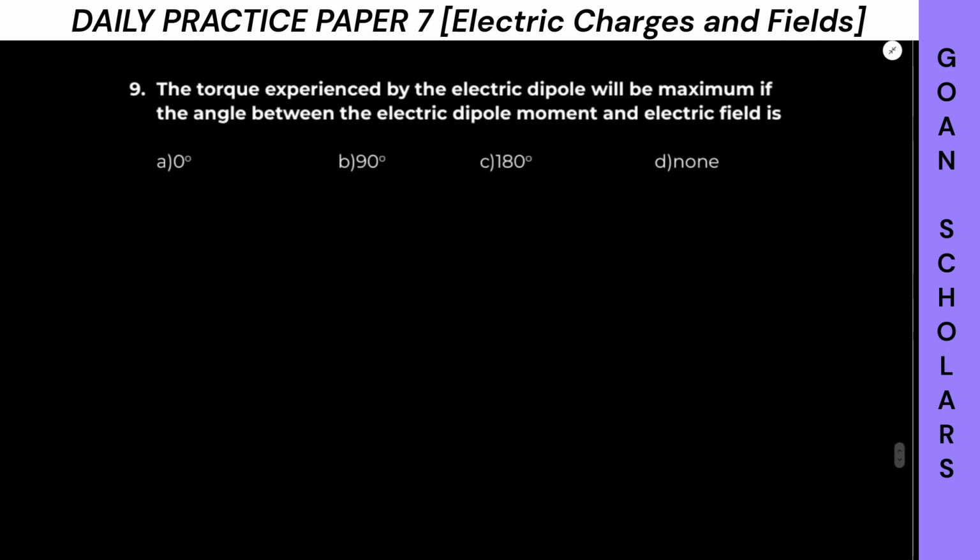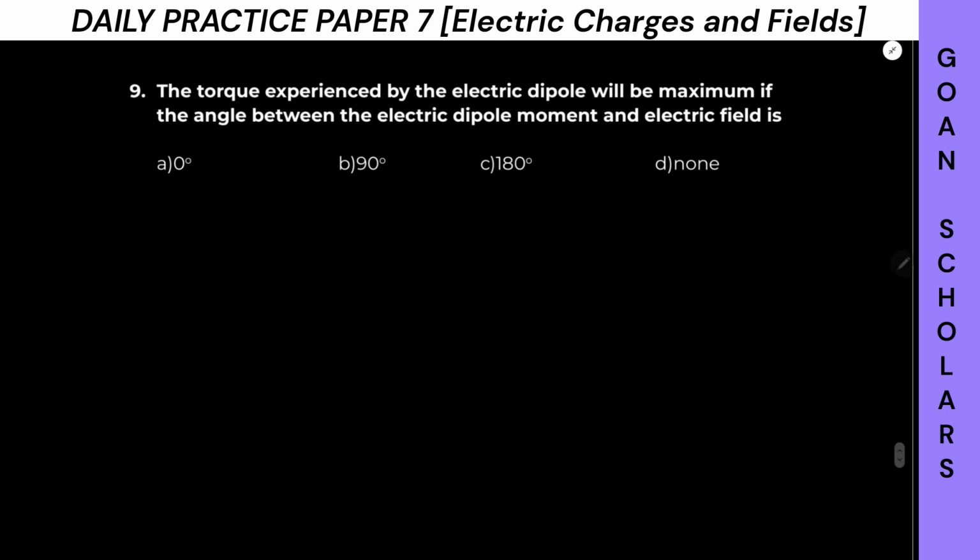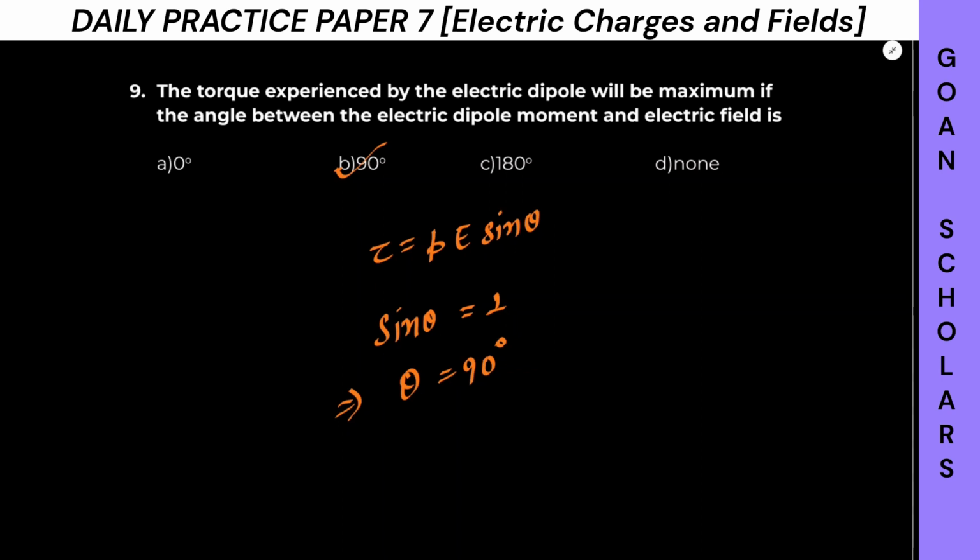Let's move to question number 9. Question number 9 says the torque experienced by an electric dipole will be maximum if the angle between the electric dipole moment and electric field is such that torque is maximum. So theta will be 90 degrees. We have discussed this in the previous question, because torque tau is equal to PE sine theta, and sine theta is maximum when it is 1, right? So theta will be 90 degrees. For theta being 90 degrees, sine is maximum, right? So torque depends only on theta here? Not only on theta; keeping dipole moment and electric field fixed, it will depend on theta, right?